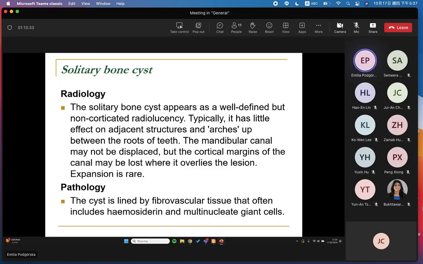Solitary bone cyst. A solitary bone cyst appears as a well-defined but non-corticated radiolucency. Typically, it has little effect on adjacent structures and arches up between the roots of teeth. The mandibular canal may not be displaced, but the cortical margins of the canal may be lost where it overlies the lesion. Expansion is rare. The cyst is lined by fibrovascular tissue that often includes hemosiderin and multinucleate giant cells.